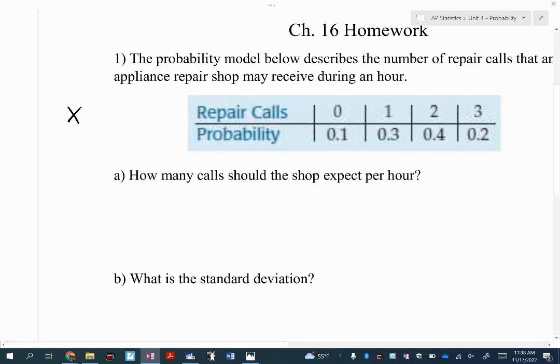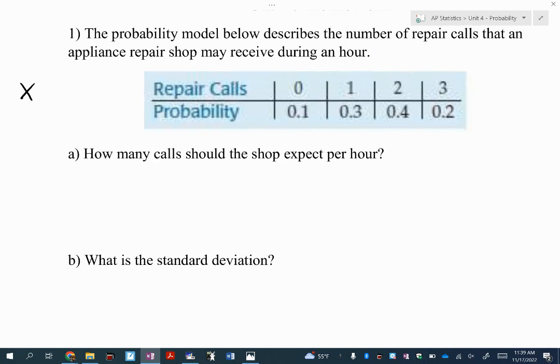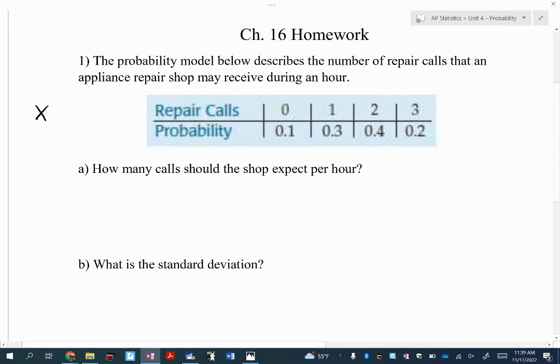Could be 0 calls. They could get 1 call, 2 calls, 3 calls. But according to this model, will they get 4 calls? 5 calls? No, right? This is it, 0 through 3. So to find how many calls they expect, we're going to find the expected value. Very good. We're going to find the mean.